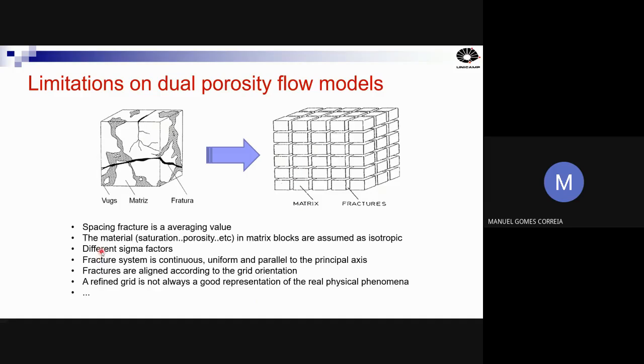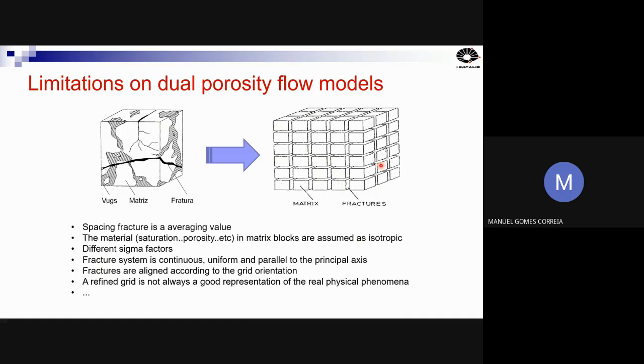So the fractures are aligned according to grid orientation. The material in the matrix blocks is assumed to be isotropic. Each matrix block is assumed to be equal inside the huge block that we have in flow simulation. The fractures are also assumed to be continuous, uniform, and parallel to the axes.